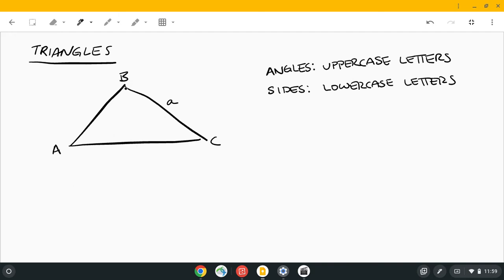B is next to these two sides, so they cannot be b. B is opposite this side, so this side has to be lowercase b. Same thing with C: this side over here is opposite from C, so this side is lowercase c. So sides are lowercase letters opposite to the angle.